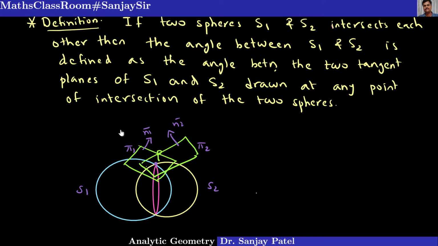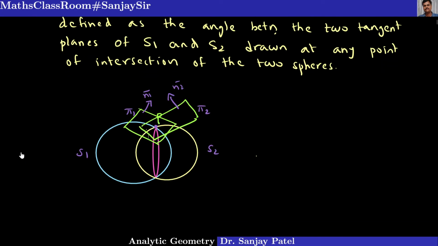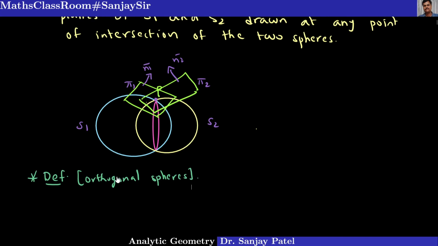Further, if this angle between the tangent planes is 90 degrees, that is pi by 2, then the two spheres are said to be orthogonal spheres. So this leads to the definition of the concept of orthogonal spheres. I am writing the definition of orthogonal spheres. Okay, it is very straightforward.